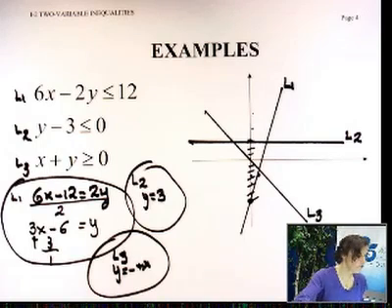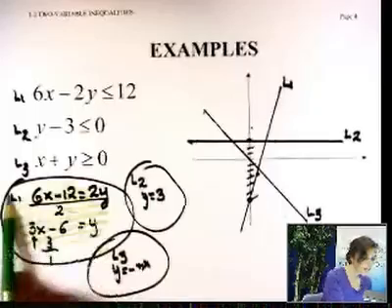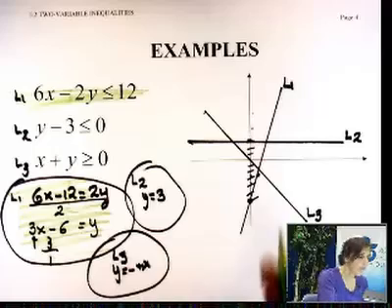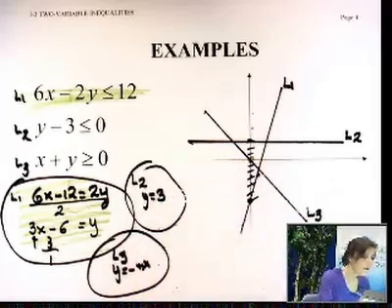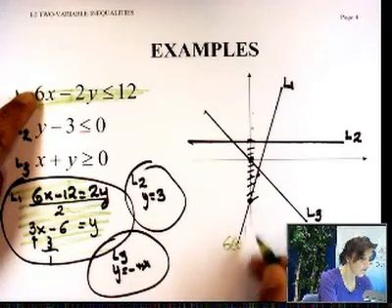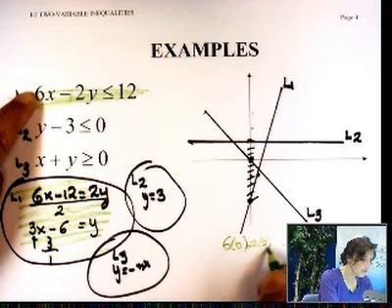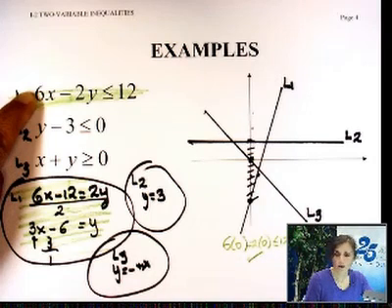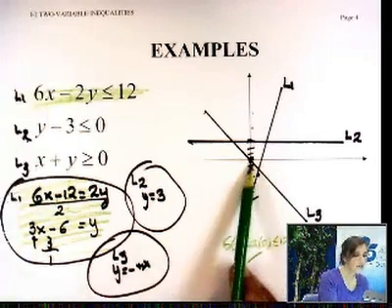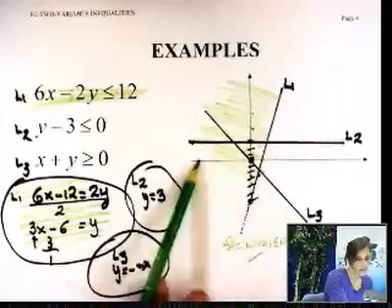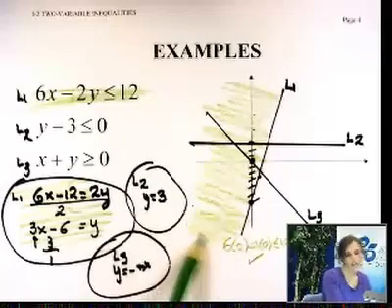Let's do the testing for L1. And I'm going to do that in green. So I'm going to test 0, 0 for green. So I'm going to go to my original equation. 6 times 0 minus 2 times 0. Is that less than or equal to 12? It sure looks like it. So which way am I going to shade that? The region that includes that. So I have to shade it. And since it's L1, I have to shade it this way with the boundary at L1.